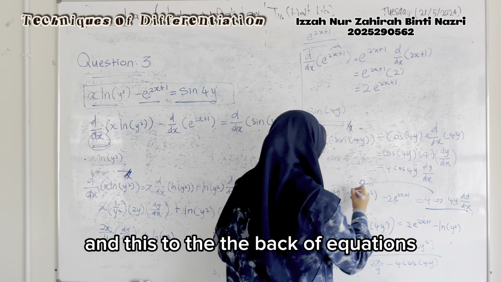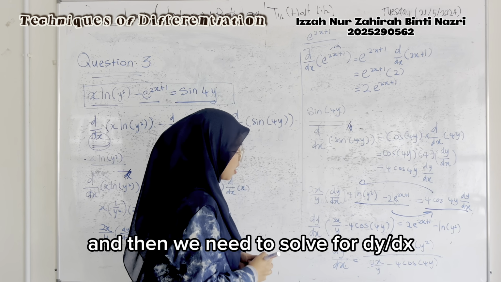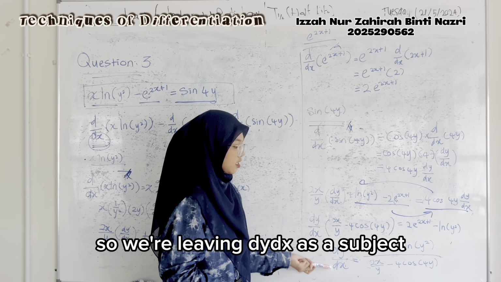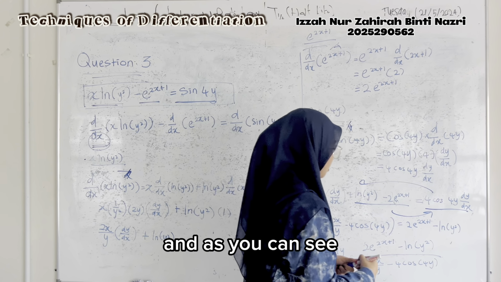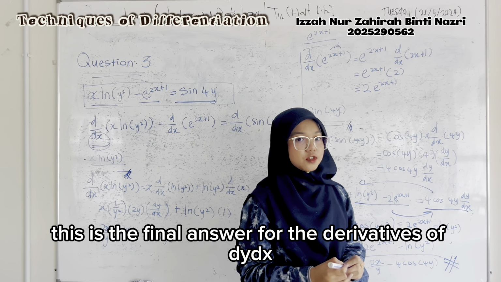Move this one to the front and this to the back of the equation. Then we need to solve for dy/dx, leaving dy/dx as the subject. As you can see, this is the final answer for the derivative dy/dx.